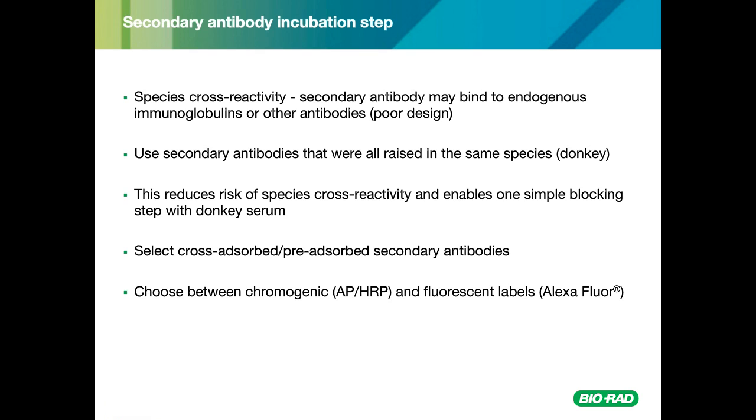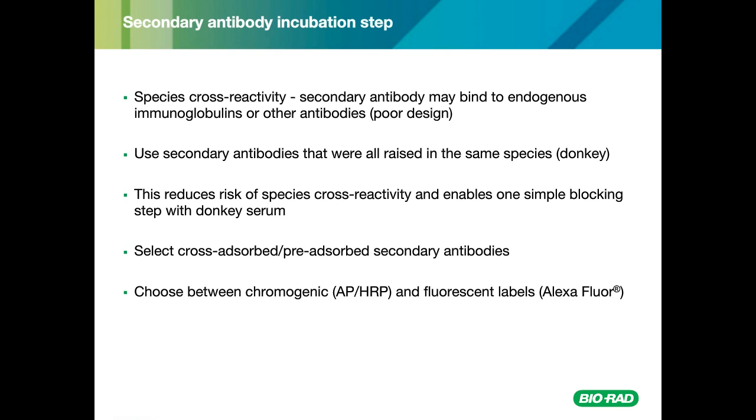To reduce species cross-reactivity, select cross-adsorbed or pre-adsorbed secondary antibodies. Cross-adsorption is an extra purification step that increases the affinity of an antibody by passing it through a column loaded with serum proteins from a variety of species. When selecting secondary antibodies, you can choose between secondary antibodies conjugated to chromogenic and fluorescent labels. The most popular chromogenic labels are alkaline phosphatase and horseradish peroxidase, while the most popular fluorescent labels belong to new generation dye series such as Alexa Fluor or DyLight dyes.